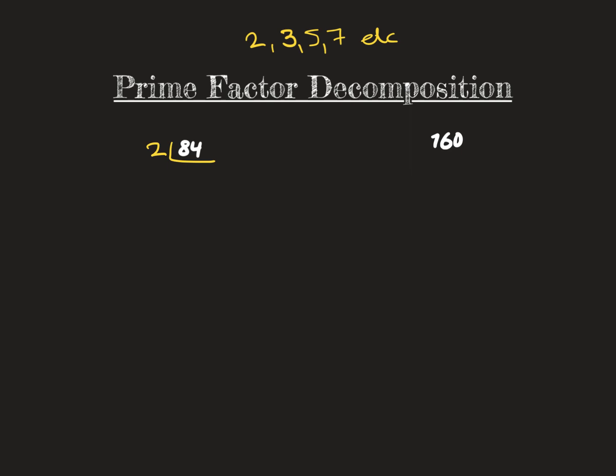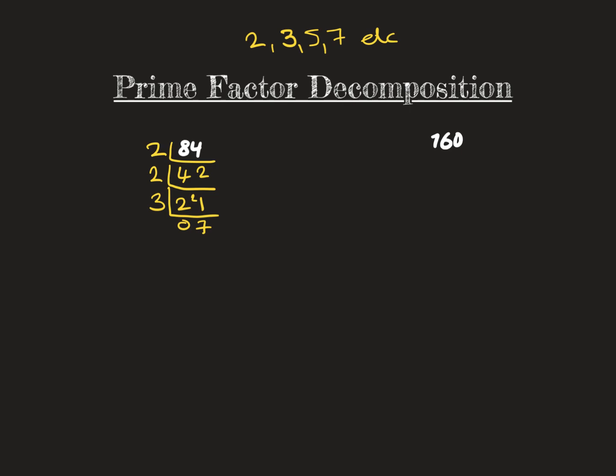2 into 8 goes 4 times, 2 into 4 goes twice, so that's 42. We're going to keep dividing that, so we're going to do 42 and divide by 2 again. So 2 into 4 goes twice and 2 into 1 goes once, so 21. Now 21 doesn't divide by 2, so we have to think of another number. In this case it divides by 3, so we're going to divide by 3. 3 into 2 doesn't go, 3 into 21 goes 7 times, and that also is a prime number.